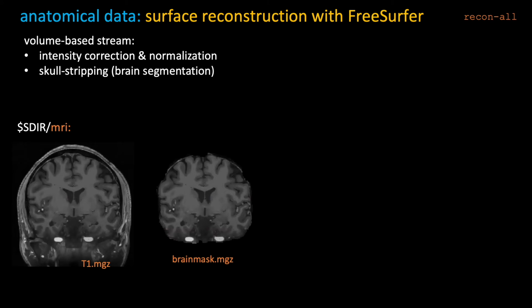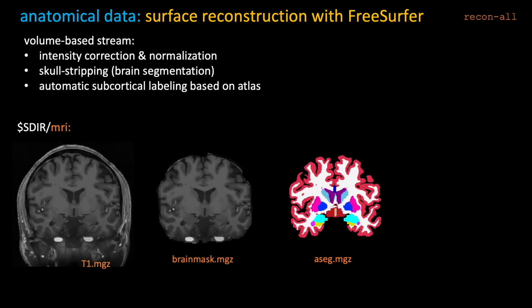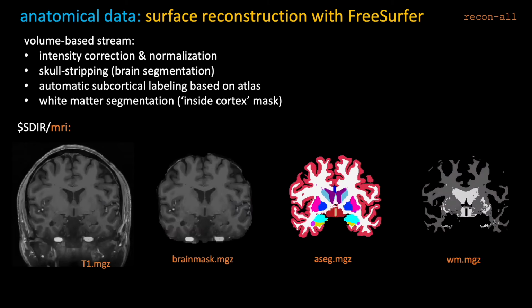The next step is skull stripping or brain segmentation, and we end up having this brain mask MGZ file. Automatic subcortical labeling based on Atlas. We're not going to talk about this much today. And finally, white matter segmentation or inside cortex mask. This is basically a segmentation of everything that's inside the cortex, so white matter, ventricles, and such.